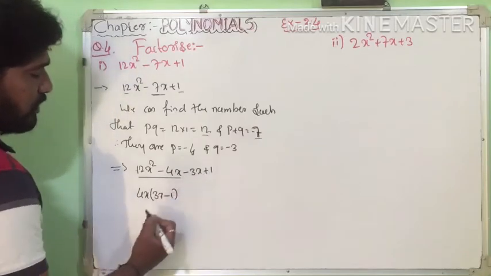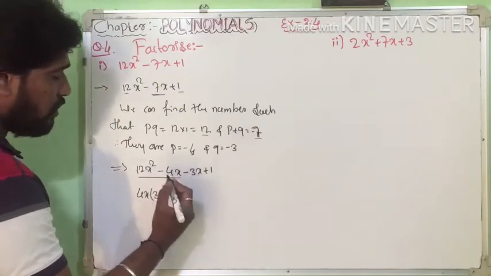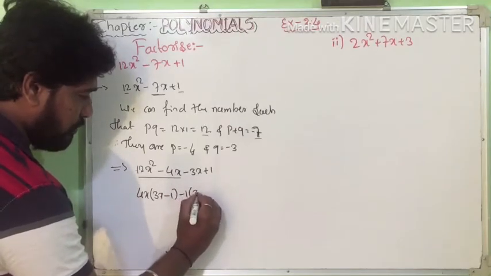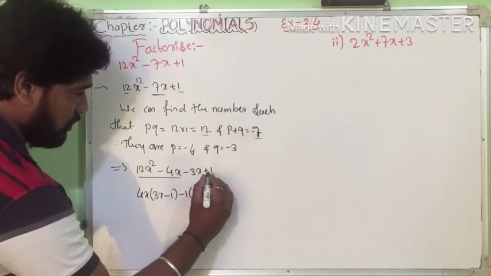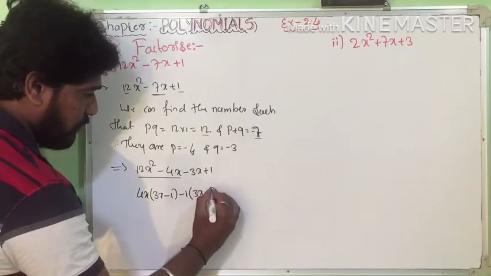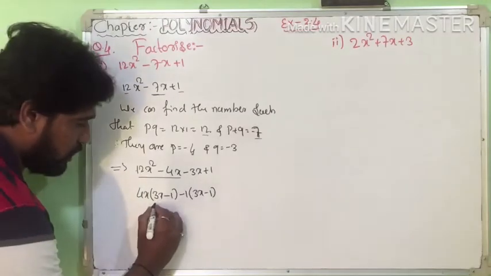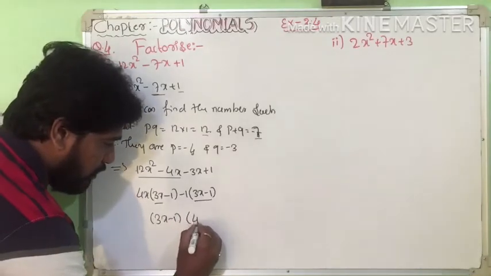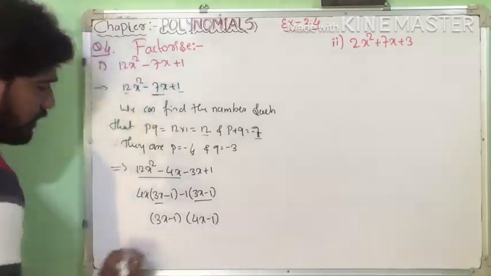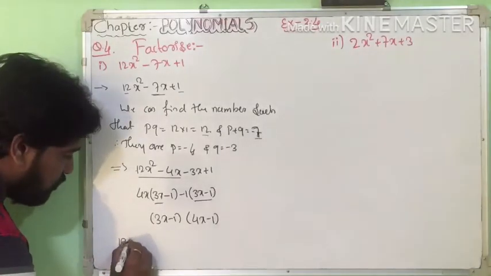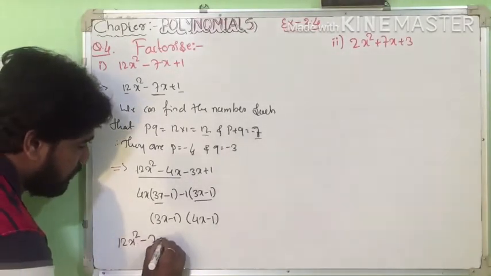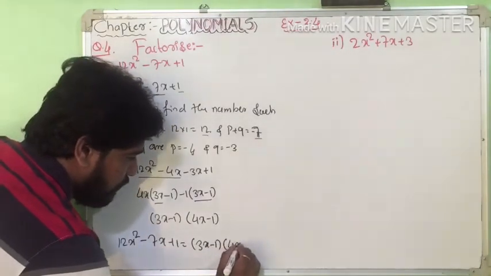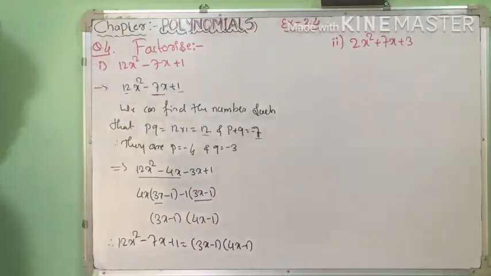So 4x goes outside, and minus 1 remains. In this term I will take only minus 1 common. So minus 1 outside means here remaining plus 3x, and minus times minus becomes plus, right? Now these two are common, so take 3x minus 1 common and remaining 4x minus 1. These two are the factors. Write down here: 12x square minus 7x plus 1 is equal to 3x minus 1 into 4x minus 1. These are the factors, right?